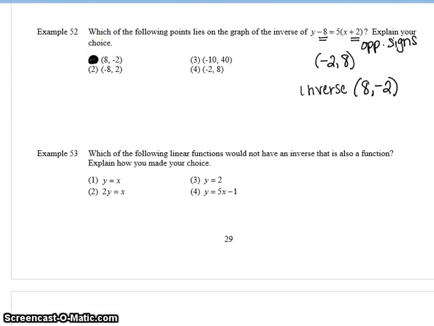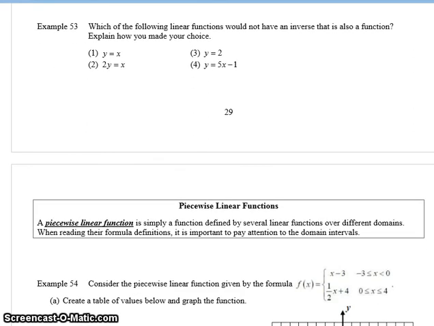The hard thing about this is a lot of these questions are really easy. You just kind of have to stop and break down and think about the major vocab words here, what inverse means, and just understanding what point-slope is. Example 53. Which of the following linear functions would not, keyword not, have an inverse that is also a function? Explain how you made your choice.